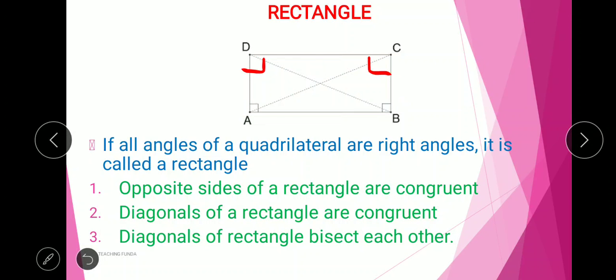Sorry, I forgot to tell you the second one. Diagonals of a rectangle are congruent. They are also congruent, that means their length is the same. Suppose this diagonal DB is 8 cm, then AC will be 8 cm.